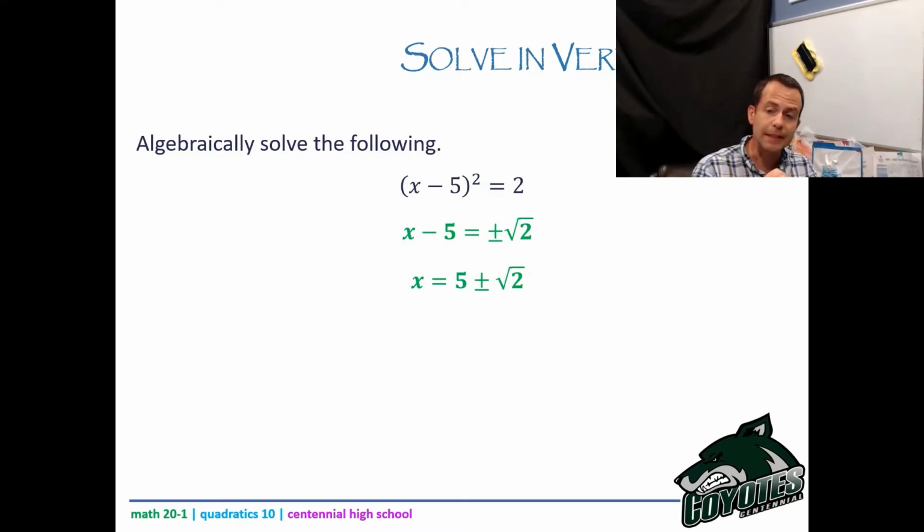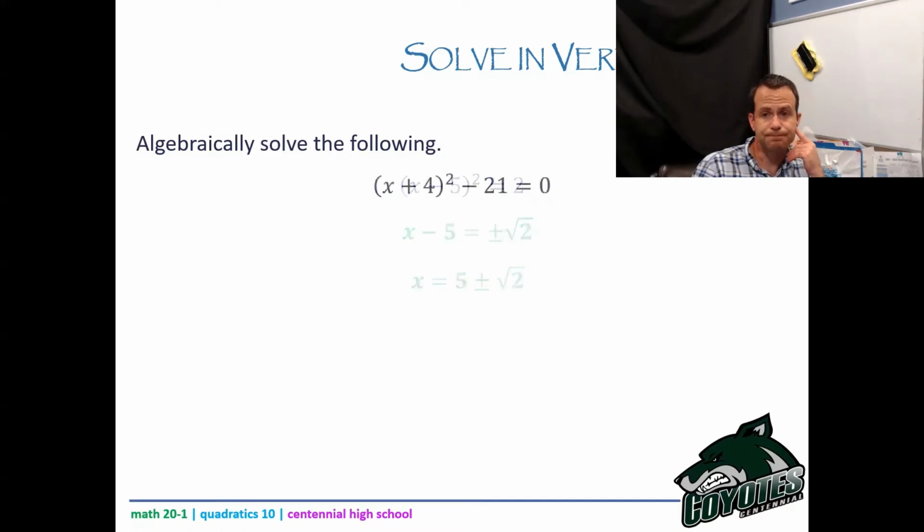Look for the path of least resistance. Look for the easiest method to get to where you want to go, the most efficient method. You wanted x by itself. The easiest thing to do here is just square root both sides and then add your 5, okay? So there are two answers here. One answer is 5 plus root 2, and the other answer is 5 minus root 2. Okay, those are the solutions to this particular equation.